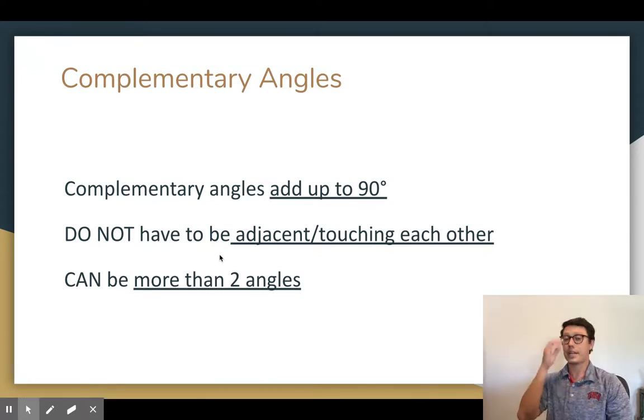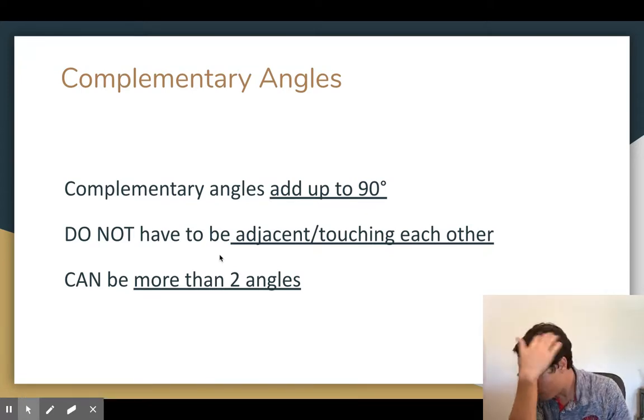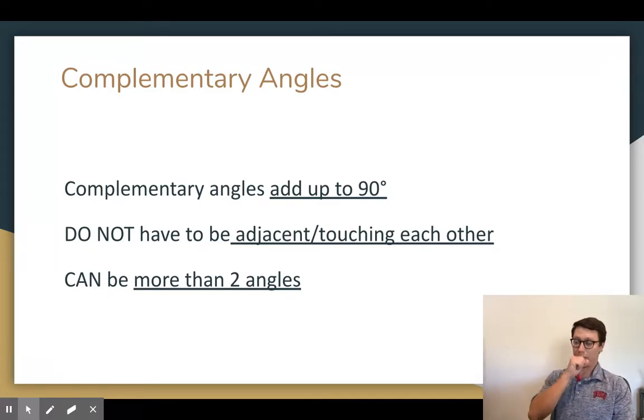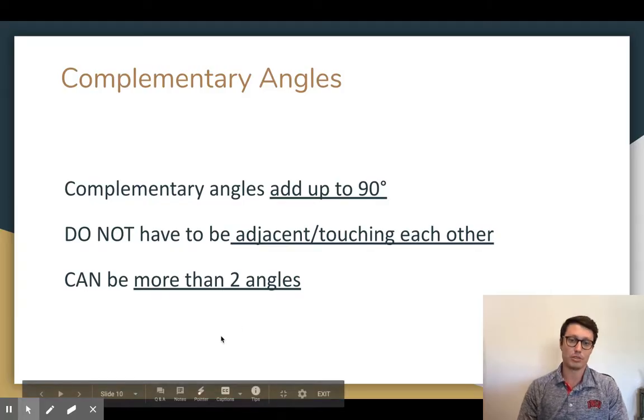Okay, next set of types of angles that we need to learn. Next definition, complementary angles. Know that complementary angles are angles that add up to 90 degrees. They do not have to be adjacent, or touching each other. It can theoretically be more than two angles. All it is is angles that add up to 90 degrees.